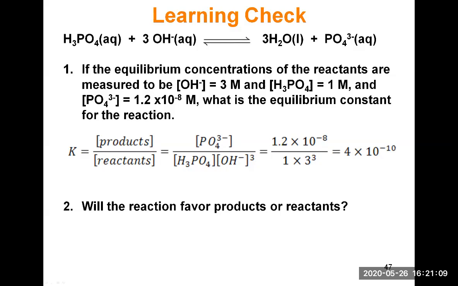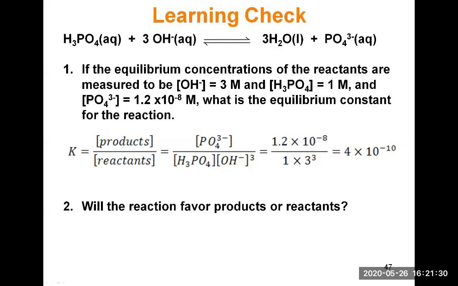We keep 1 sig fig because the hydroxide ion and the phosphoric acid both have only 1 sig fig in their concentration, 1 molar and 3 molar. So we keep just a 4 times 10 to the negative 10. No units.